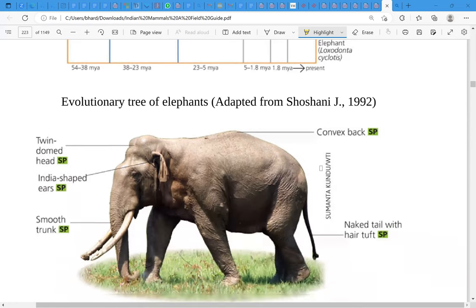Now, this is how it is. Twin-domed head, India-shaped ears. You can see the smooth trunk, the convex back. I was talking about this, this is the convex back, and the naked tail with the hair tuft.